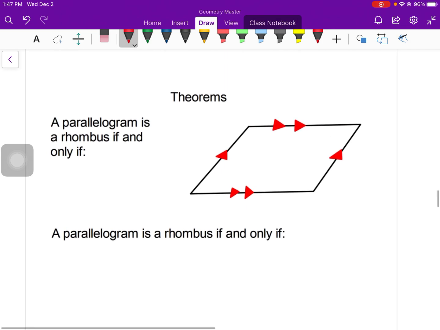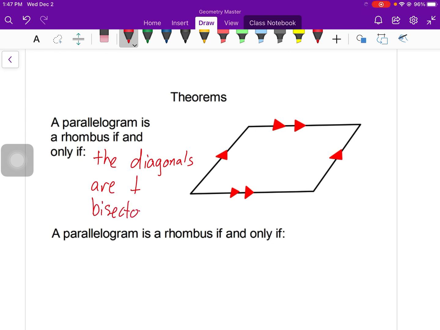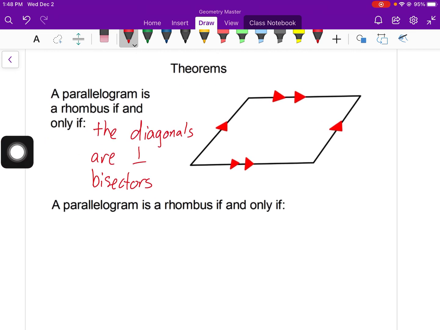A parallelogram is a rhombus if and only if the diagonals are perpendicular bisectors. What that means is the if and only if. I think this is probably the first time you've ever heard that. If I say this is a rhombus, you know automatically the diagonals are perpendicular bisectors. If during a problem you know this is a parallelogram but you don't know what kind, but you're able to see that the diagonals are perpendicular bisectors, then you automatically know it's a rhombus. That's what if and only if means. You can read it either direction and it'll still be true.